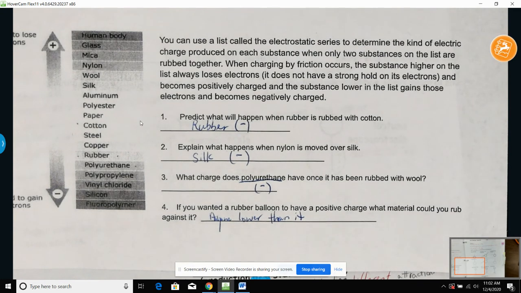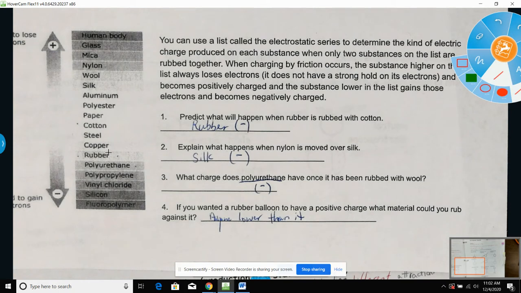Bottom, lower, gain them. So rubber and cotton. Rubber is here, and cotton is here. Rubber is lower, so it's going to attract the electrons and become negatively charged. Silk and nylon: if those two are rubbed together, silk is going to take some of the electrons away, leaving it overall negatively charged, and nylon positively charged.